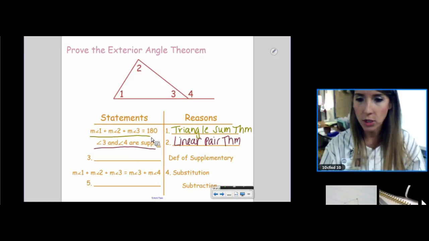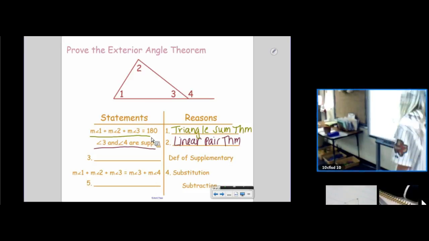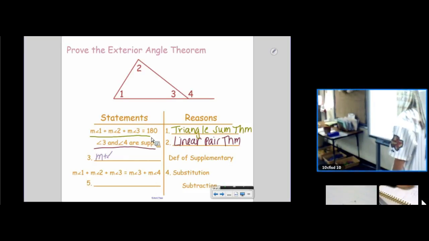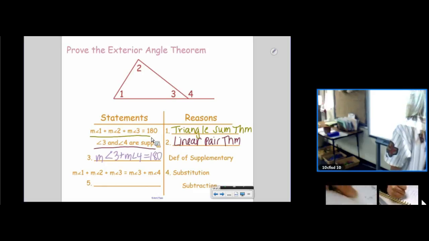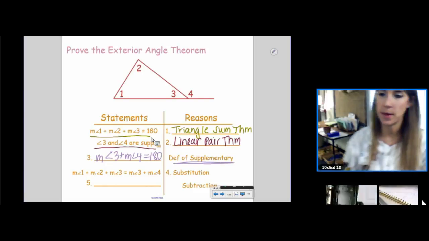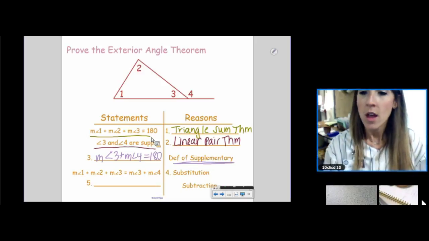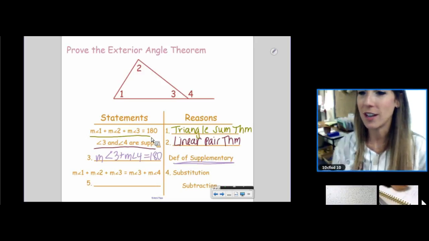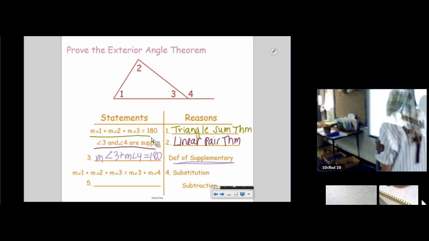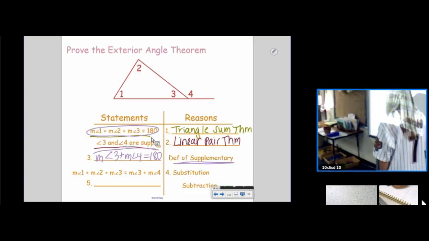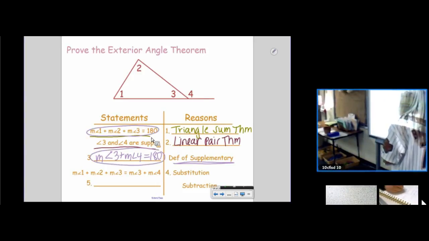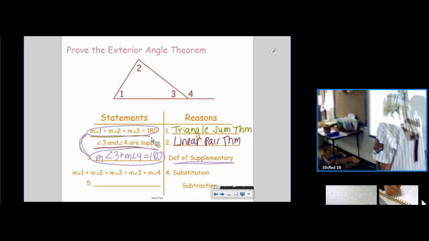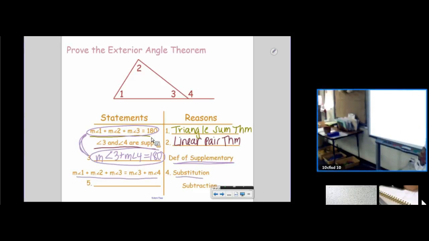We've made that statement. Now, what do we want to say about their measures now that we know they're supplementary? They are supplementary. Good. So now that they're supplementary, we're allowed to say, oops, I got too excited at the plus there. The measure of angle 3 plus the measure of angle 4 equals 180 by the definition of supplementary. Now we can use some substitution. See how this one equals 180 and this one equals 180? Well, we can just substitute that in and say this one equals this one. That's what they said right here, substitution.